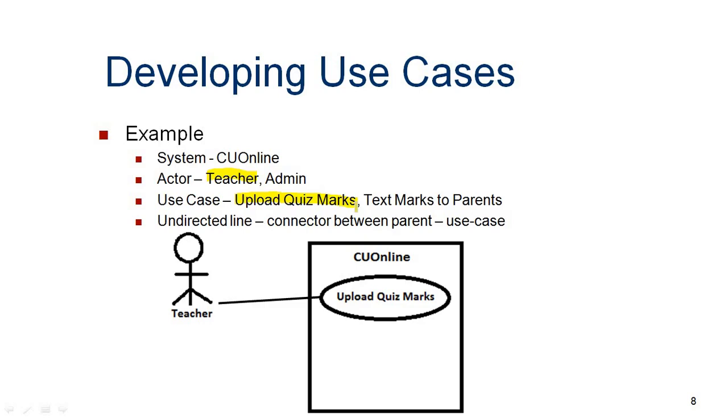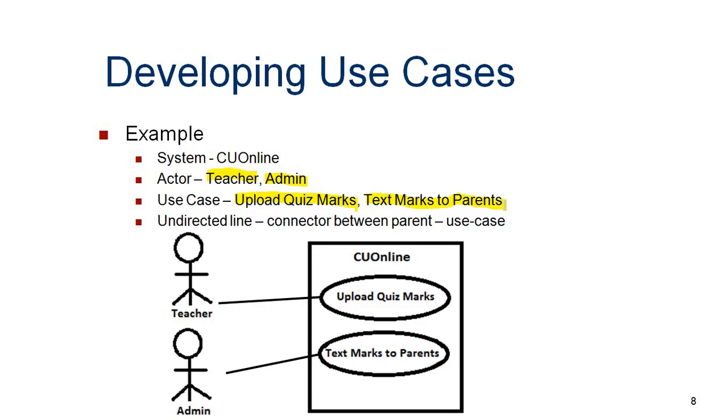Let's move ahead and see the second actor, that is admin, and its use case, that is text marks to parents. Okay, now look into this specific representation of use case. The admin interacts with the CU Online system to text marks to the parents. Which marks? The marks already uploaded by a teacher on CU Online. And undirected lines are representing interaction, playing the role of connector between an actor and a specific use case.